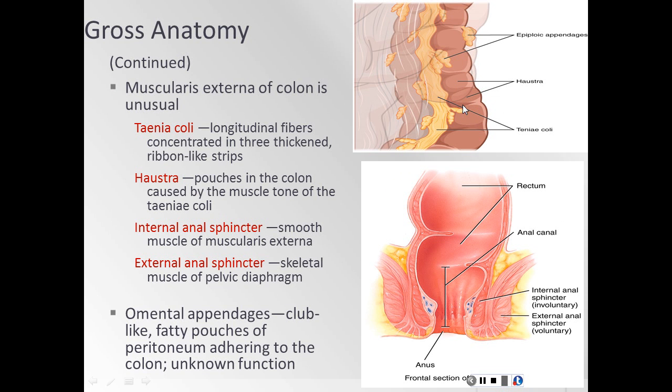These are called haustra. Now in the rectum and the anal canal, however, the longitudinal muscle forms a continuous sheet, which you see right here in the diagram. Now the anus, right here, is like the urethra. It is regulated by 2 sphincters. We have an internal sphincter, and we have our external sphincter.